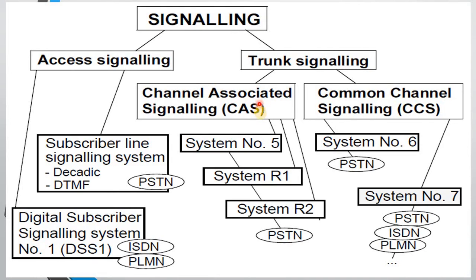The channel associated signaling systems have evolved from signaling system number 5, signaling system R1 to signaling system R2, which mainly have been used in the PSTN networks. While if we talk of common channel signaling, then there have been two major variants which are called the signaling system number 6, which mainly has been used in the PSTN networks, and the signaling system number 7, which is being used across all types of networks, that is PSTN, ISDN or PLMN networks. So this picture is basically going to give you a complete end-to-end visibility of the signaling types, different variants, and how they are being used in different telecommunication networks ranging from PSTN, ISDN to PLMN networks.